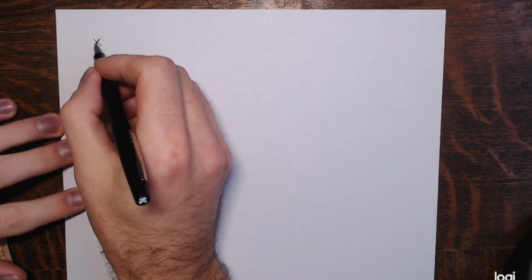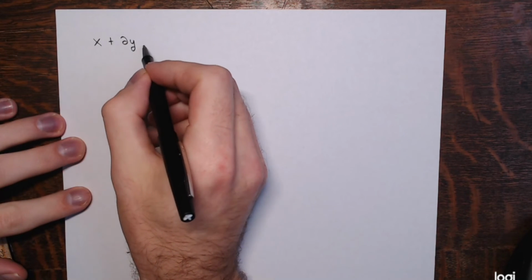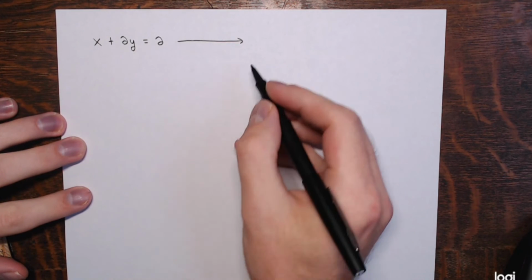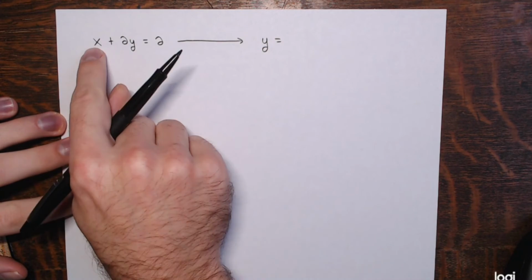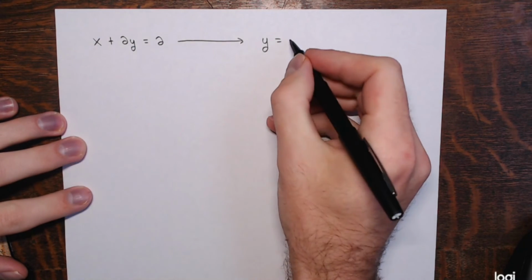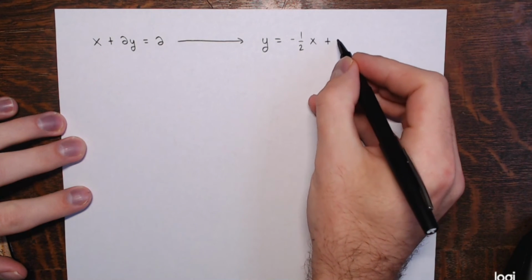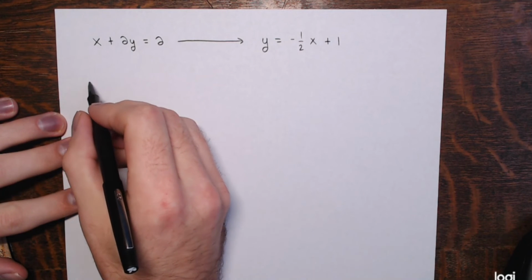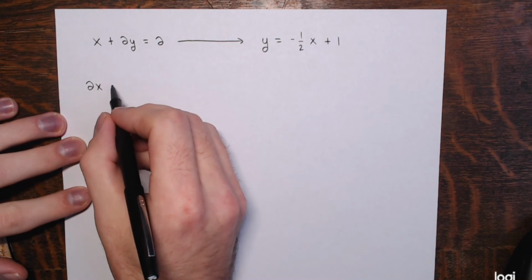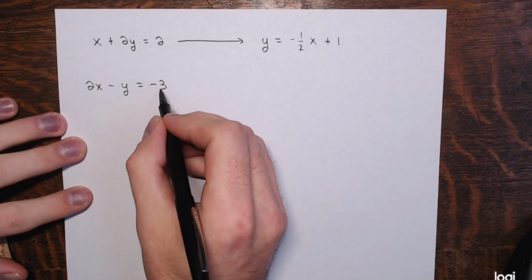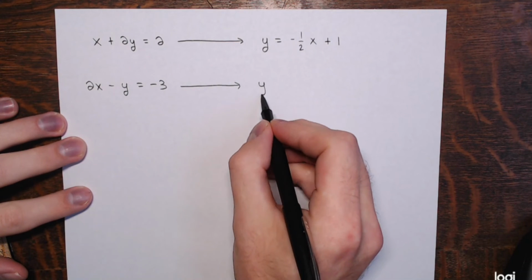Okay, so the two lines were given. First one's x plus 2y equals 2. When I put this in slope-intercept form, y equals, I would subtract x and then divide everything by 2, so it'd be negative 1/2 x plus 1. And then the other equation we were given, 2x minus y equals negative 3. Here I would just add 3, add y. We have y equals 2x plus 3.